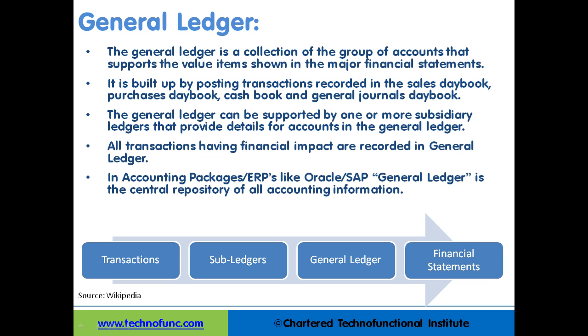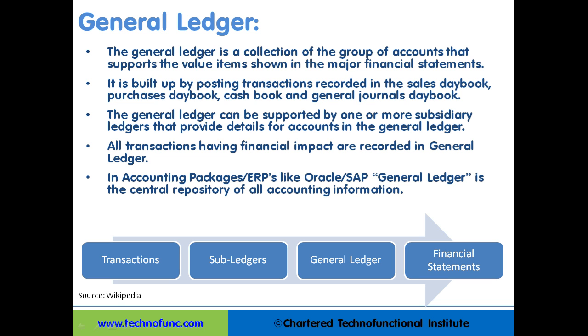General Ledger is built up by posting transactions recorded in various supplemental books, which are known as modules in many accounting packages like the sales books, purchases books, cash and bank book and general journals book. For any company that has a large number of transactions, the General Ledger needs to be supported by one or more subsidiary ledgers that provide details for accounts in the General Ledger.